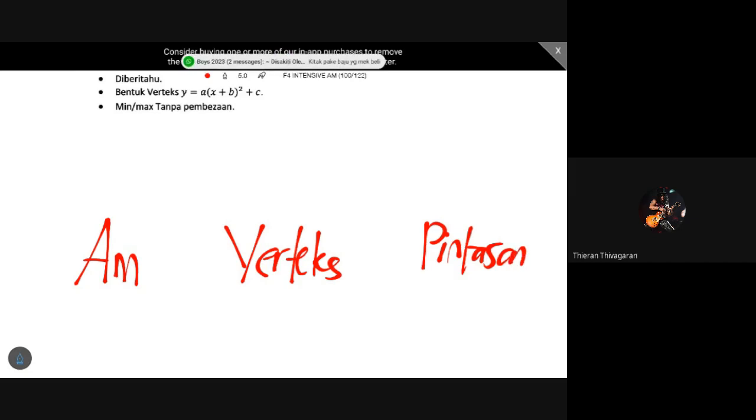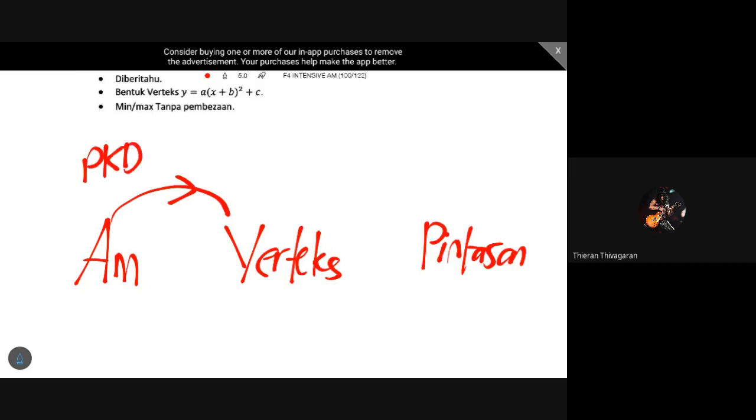Okay, so if I want to go guys, kalau saya nak pergi dari bentuk am ke vertex, what should I do? Apa kaedah dia? What is the method? General form to vertex form. Always remember what method we use. Yes, PKD. Saya tulis pendek guys, penyempurnaan kuasa 2 atau completing the square, CTS. Okay, for am to vertex. And then from vertex to pintasan, vertex to intercept form, what do we do guys? Kaedah apa? What is the method we use here?